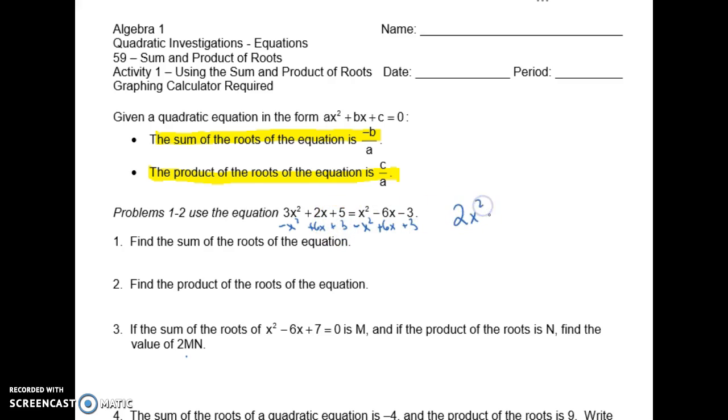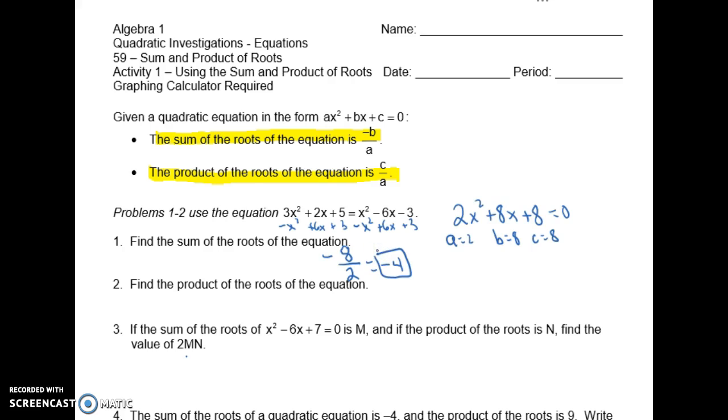So we have 2x squared plus 8x plus 8 equals 0. Number 1 asks for the sum of the roots, so I need to find negative b over a. Well, let's find a, b, and c. A is 2, b is 8, and c is 8. So the sum of the roots is the opposite of 8 over a, which would give us negative 4.